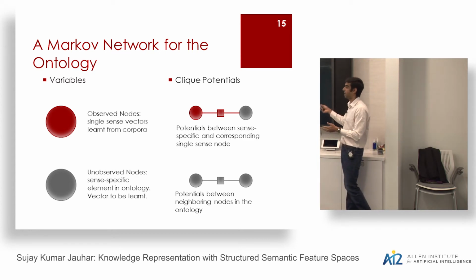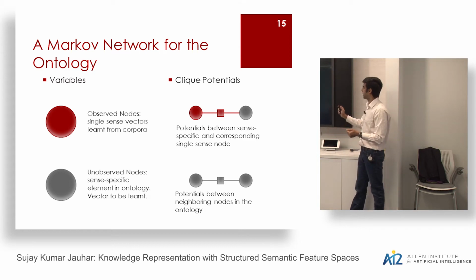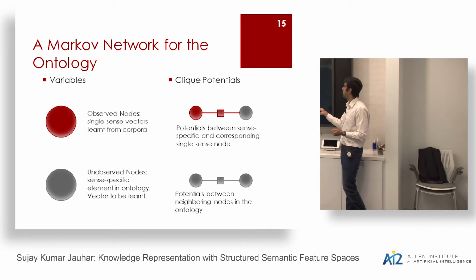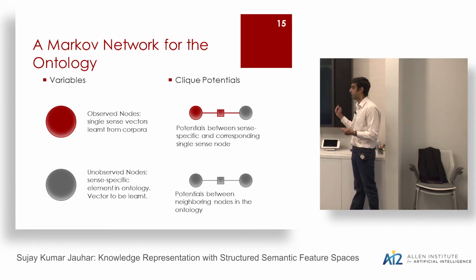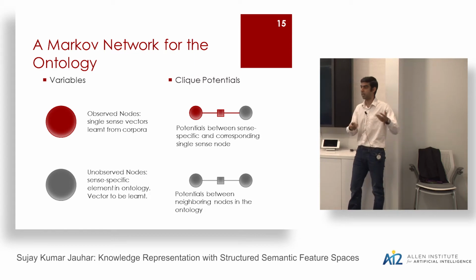Given this, you're going to define the energy of the Markov network based on a set of clique potentials. And again, there are two kinds of them. The clique potentials that connect the red and the gray nodes, that's to say the single sense to each one of the multiple senses of a particular word. And then you have gray to gray clique potentials, which define things that are connected in the ontology themselves. So money and bank would be connected.